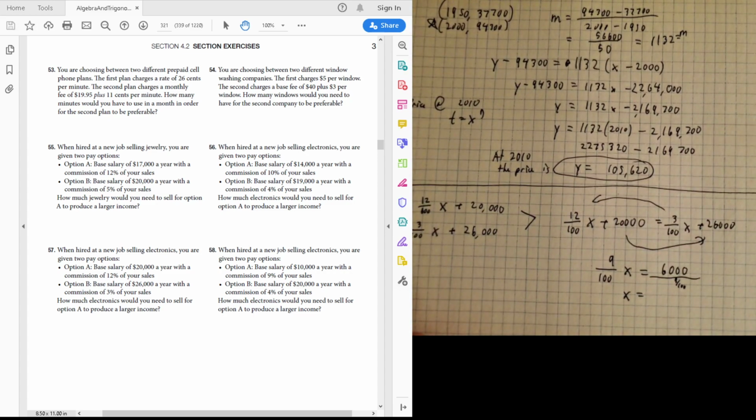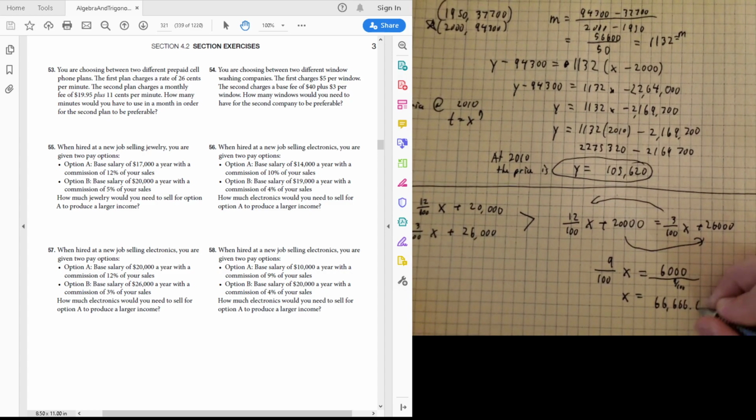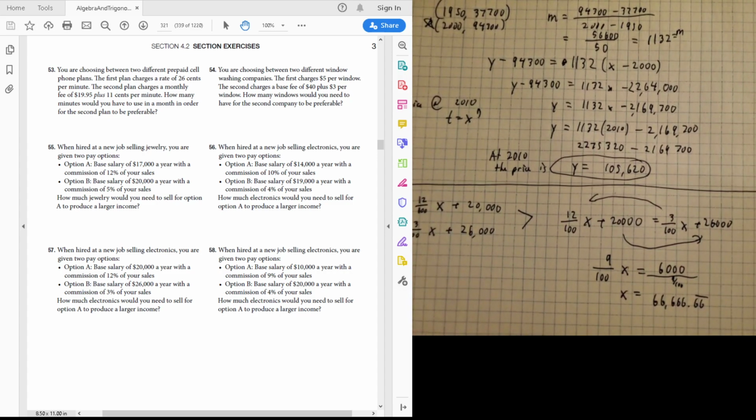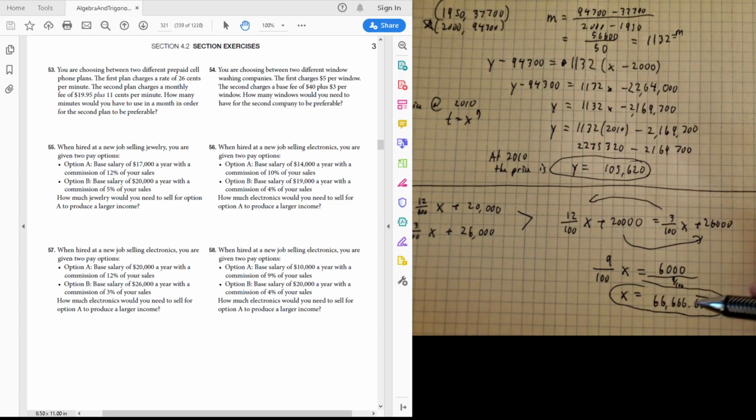Let me go ahead and find my result. If I divide 6,000 divided by 9 over 100, I get 66,666.66. Okay. So you would need to sell about $66,000 worth of jewelry in order to break even with these two. So anything past this would be an acceptable answer.